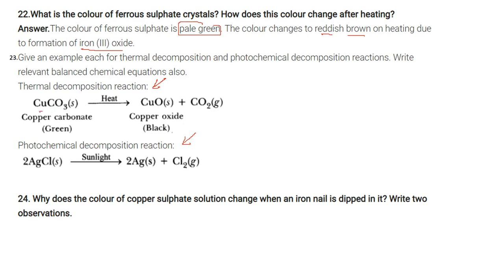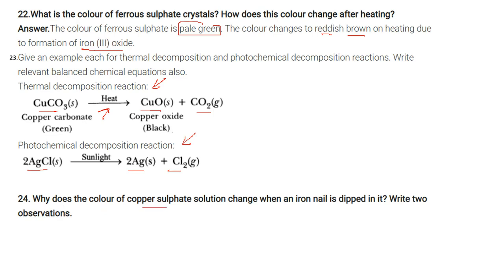So this is copper carbonate. When it is heated, it makes CuO, copper oxide, and carbon dioxide. In photochemical decomposition, you can give an example of AgCl. When it is exposed to sunlight, Ag, silver is produced and chlorine gas is liberated.